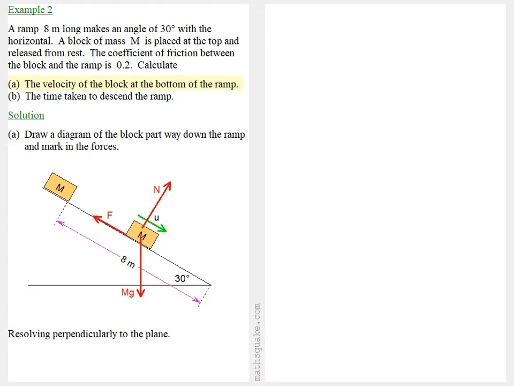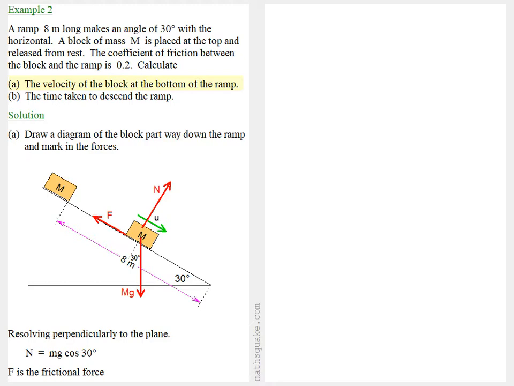Now we can resolve perpendicularly to the plane. Going up we have N, and going down we have the component of the weight, mg, perpendicular to the plane. So we need the angle between the weight and the perpendicular, and that's 30 degrees. So we have N is equal to mg times the cosine of the angle between the weight and the perpendicular, so N equals mg cos 30.